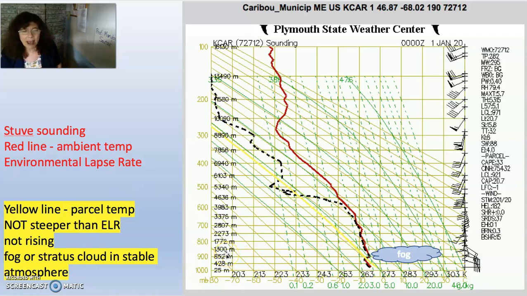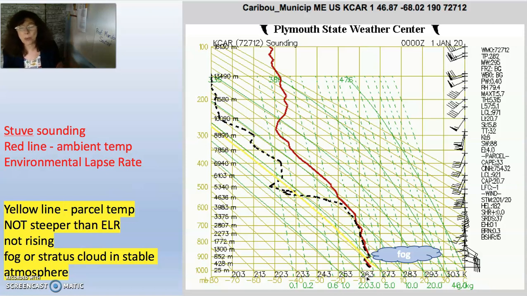Let's take a 1300 meter altitude, and we go across at 1300 meters and we get to our yellow line, and then we extrapolate down to find a temperature, and we find a temperature that is at about negative 12 degrees Celsius. My parcel has been calculated at 1300 meters to be at about negative 12 degrees Celsius. If I keep going on that 1300 meter line, I come to my environmental lapse rate. My red line is, let's extrapolate down, at about negative 8 degrees Celsius.